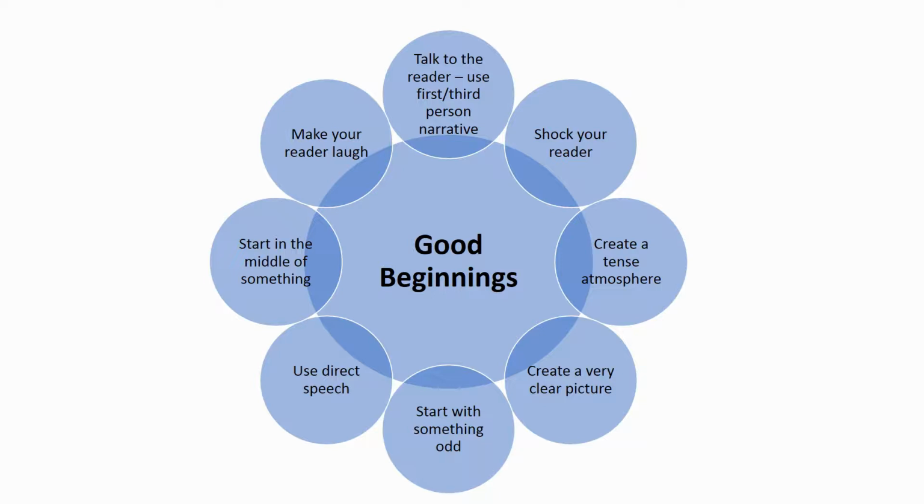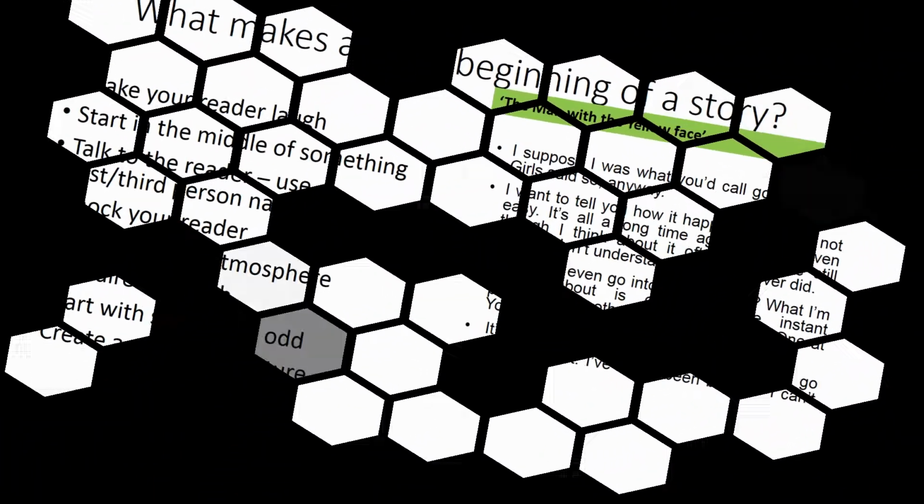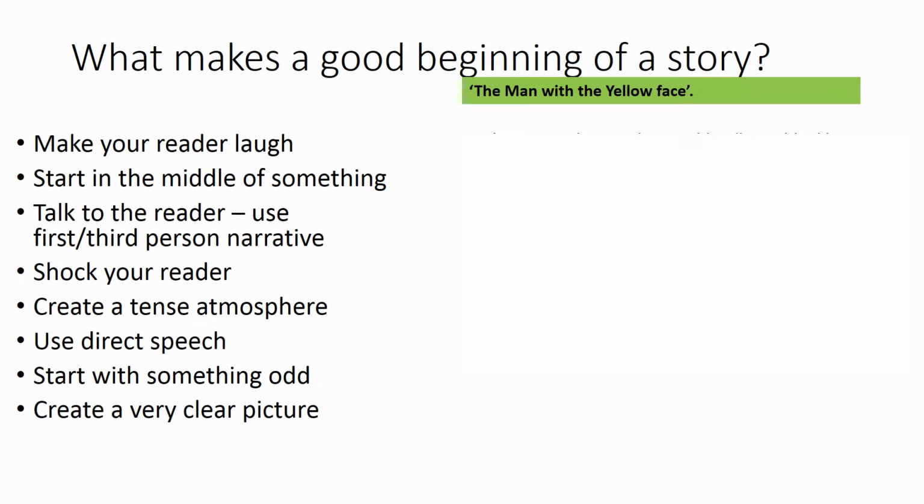How is this done in the 2 extracts? Let's look at The Man with the Yellow Face. Make your reader laugh. And how does he make us laugh in The Man with the Yellow Face? He says, I suppose I was what you'd call good looking. Girl said so anyway. And when I read that, I had a little smile. I actually had a little chuckle when I read that. Just like a young, arrogant boy saying, I was what you call good looking. Girls said so anyway. So he used that in the beginning.